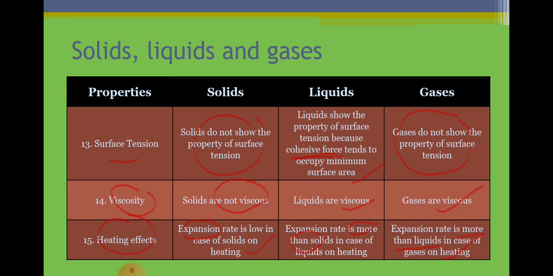Now in the next part I will discuss the interconversion of the states of matter. In that video I will discuss the interchange of the states of matter, but for the time being I have to end this video.